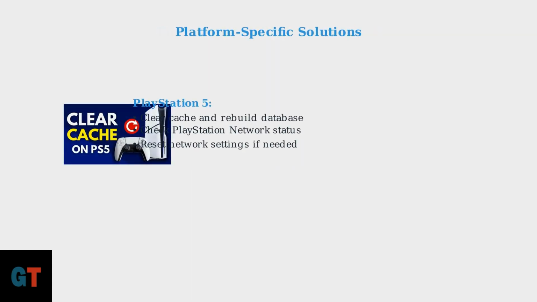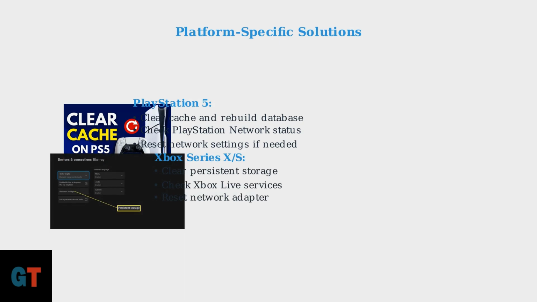Each gaming platform requires specific troubleshooting approaches. PlayStation 5, Xbox, and PC platforms have unique cache systems and file verification methods that can resolve inventory and login problems. For Xbox consoles, clearing persistent storage resolves many connectivity issues. This process removes temporary files that may be corrupted and interfering with server communication.